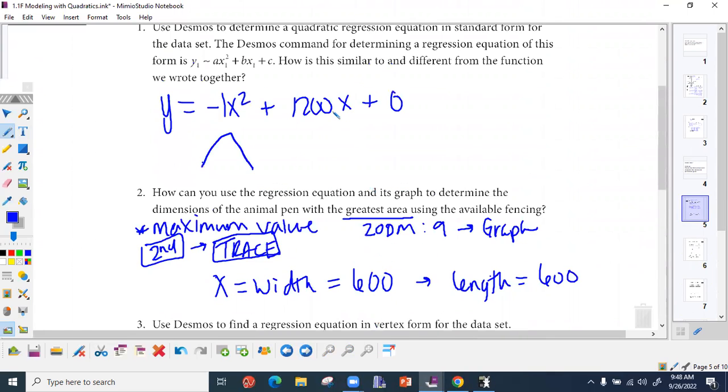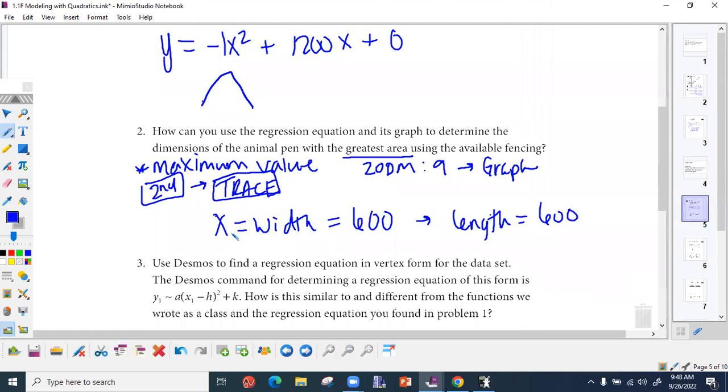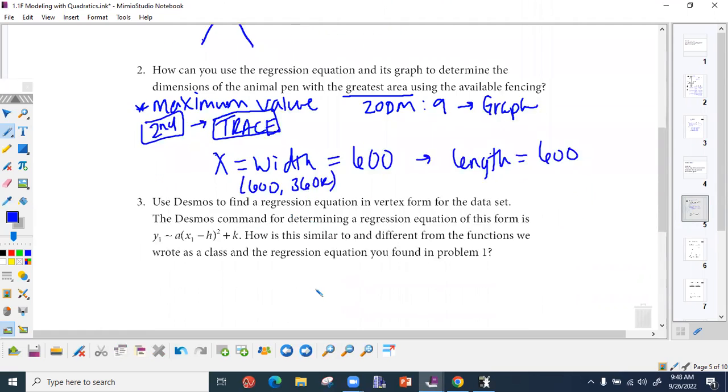Well, in part 1, we found our a value. What was our a value? -1. In part 2, we found our maximum value, and our maximum value was at 600, 360,000. And so we have all the pieces we need to write it in vertex form.